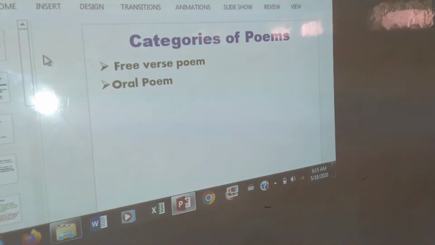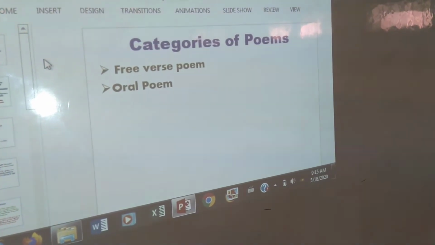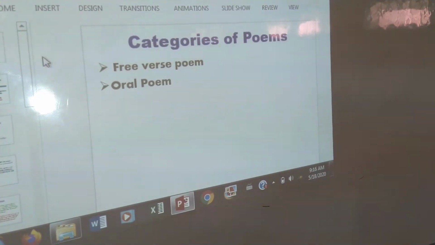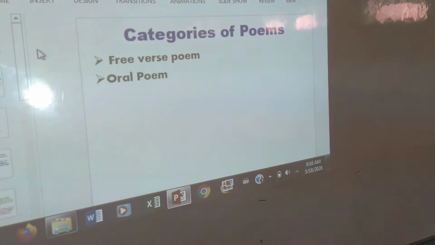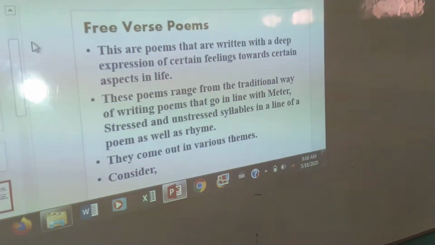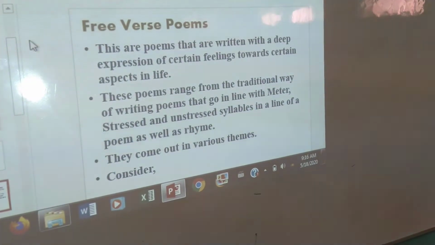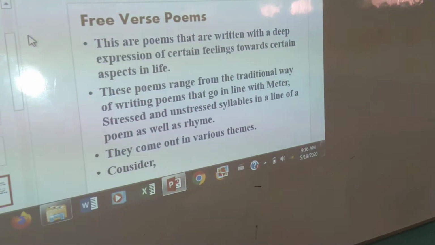Categories of poems. Over time, you've come to realize that we have two broad categories of poems. We have the free verse poem and we have the oral poem. For this lesson, we are going to look at a free verse poem. What do we mean by a free verse form? I will have to mention something on the background of poems.